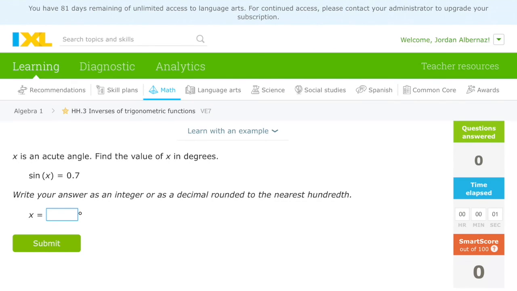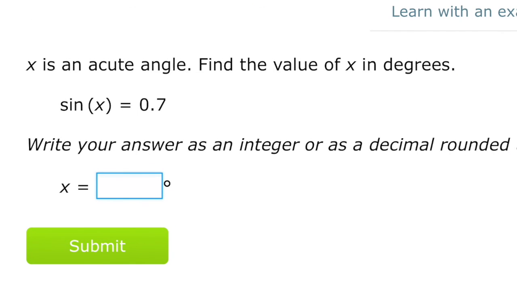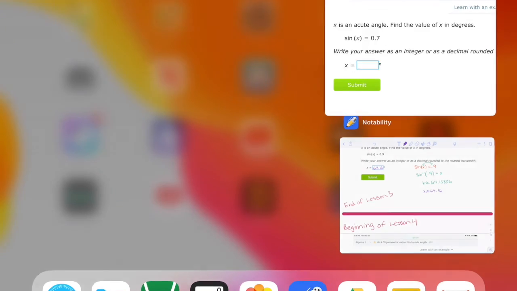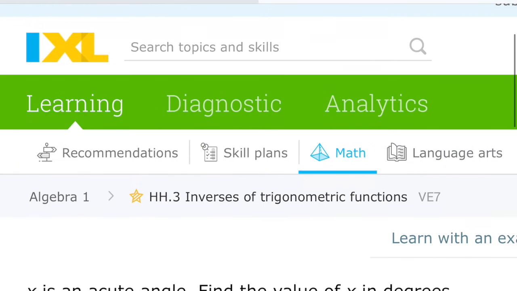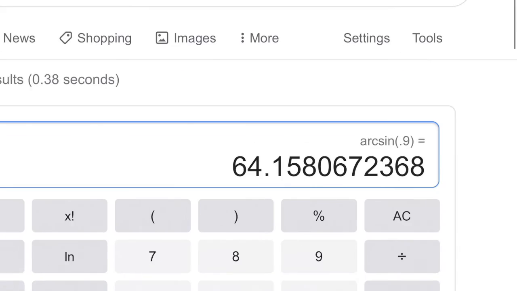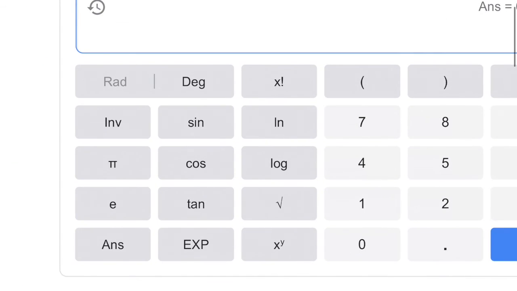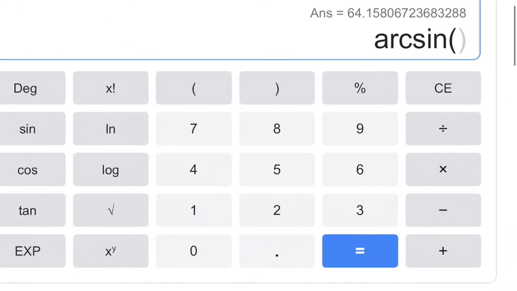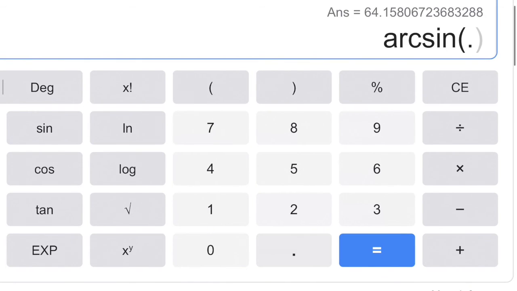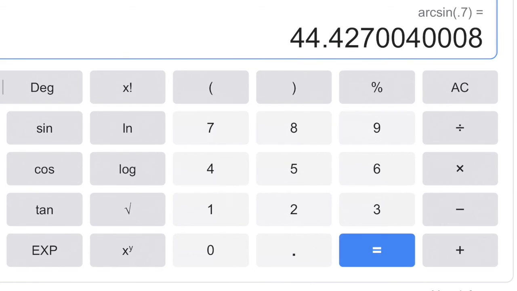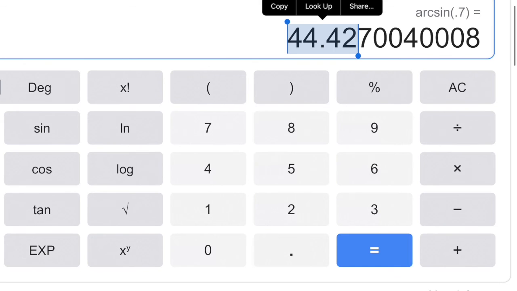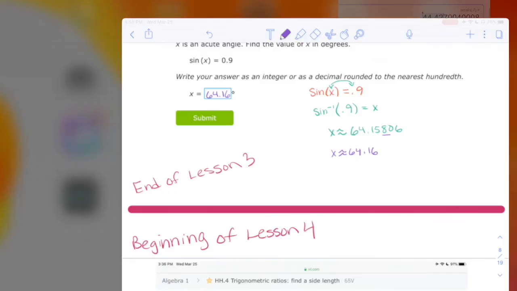Okay, so it's going to be inverse sine of 0.7. Make sure my calculator is in degree mode, which it is. I get 44.4. You know what? It wants it to the nearest hundredth. Now, I'm going to have to round the 2 to a 3.